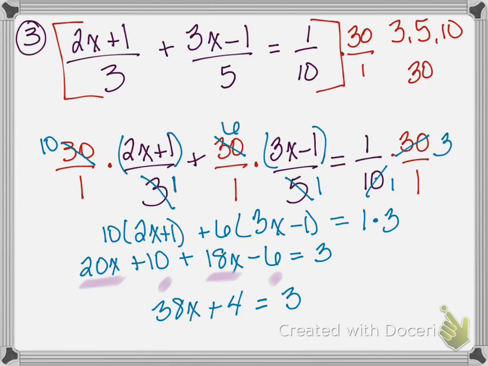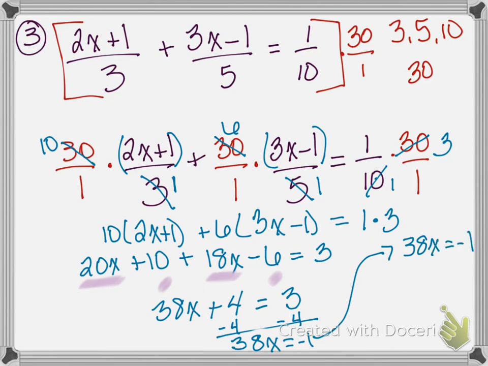Okay. My next step is to subtract 4 from both sides. I'm left with 38x equals negative 1. I divide by 38. So x equals negative 1 over 38. And that is my final answer right there.